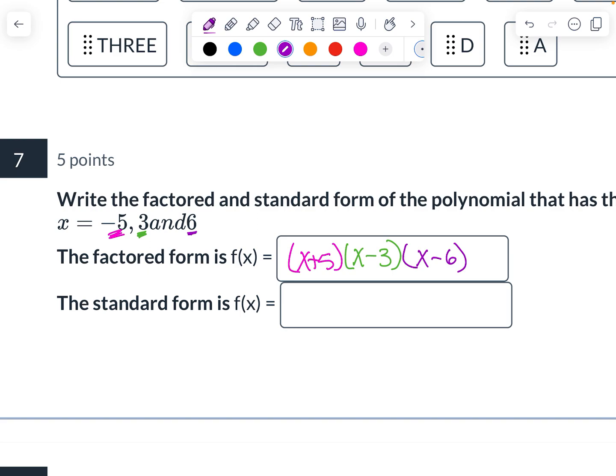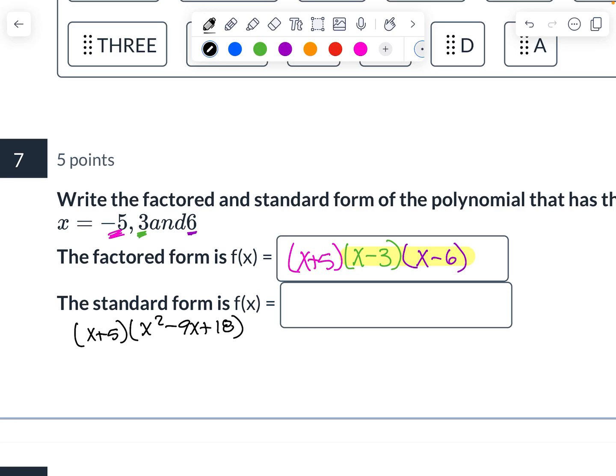Then what I'm going to ask you to do at this point in time is to multiply them together. So we're going to leave the first guy alone, and we're going to do this multiplication piece. The first guy is x plus 5. When we multiply x minus 3 and x minus 6, we get x squared minus 9x plus 18. Now you can do that by multiplying those two things together.